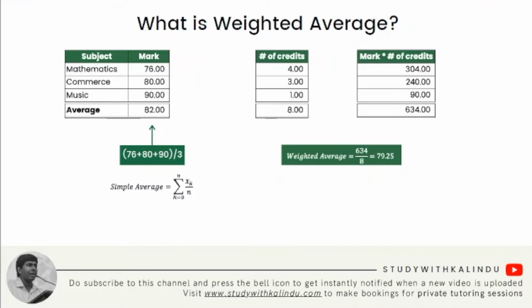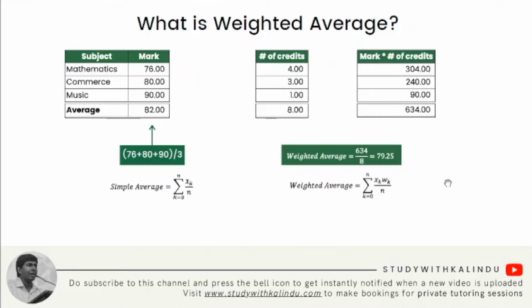You've been given a weight, a credit, for every subject. You multiply it by the respective mark you have obtained for that particular subject. What you do is you add all those marks multiplied by the weights. So 304, 240 and 90, which is denoted here. And then you add all those up, so 634, and divide by the number of credits, which is 4 plus 3 plus 1, 8. So 634 divided by 8, you will get a weighted average of 79.25.